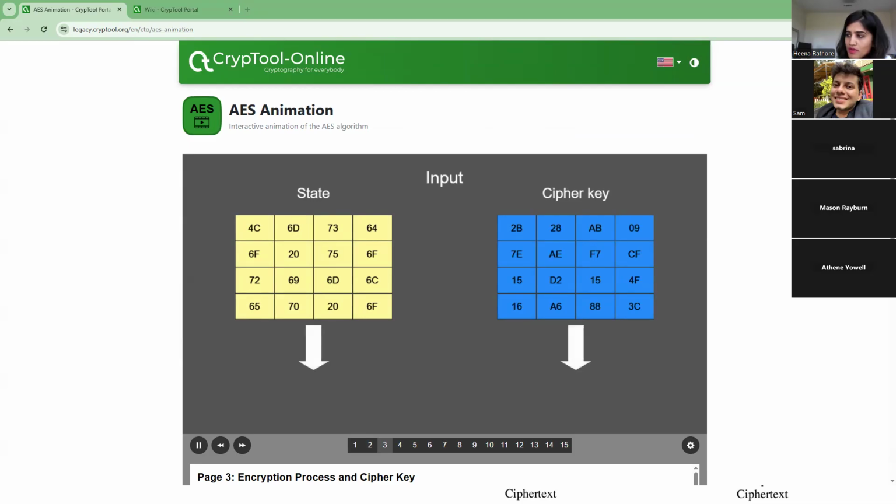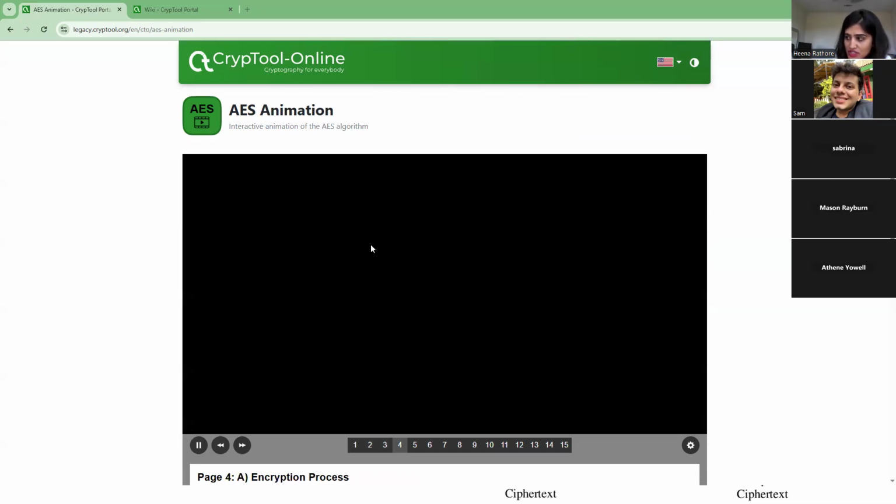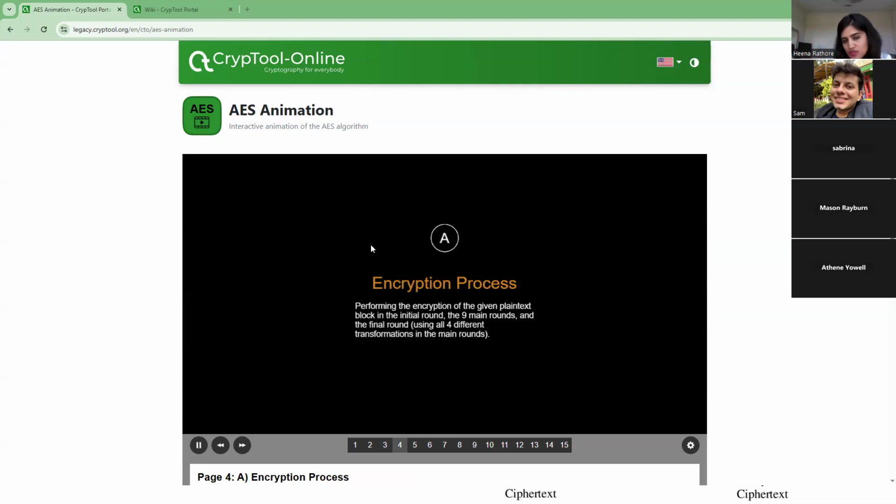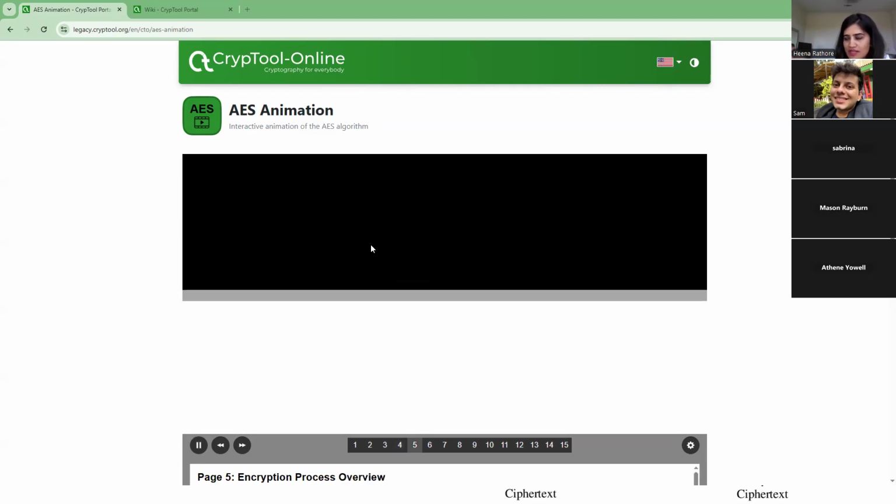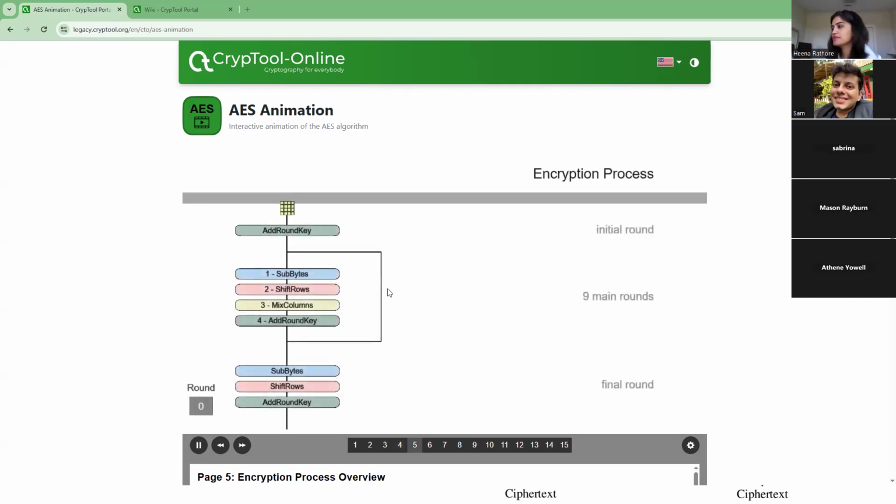So as you can see, these words are arranged. The first block goes to the encryption process and the key goes to the key expansion. First they are explaining the encryption process.